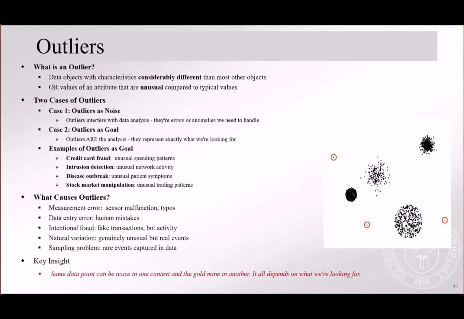Okay, so far so good. Next, outliers. Outliers are data objects or attribute values that are considerably different from the rest. So an outlier is either going to be one data object that's considerably different from most other objects in your data set, of course.